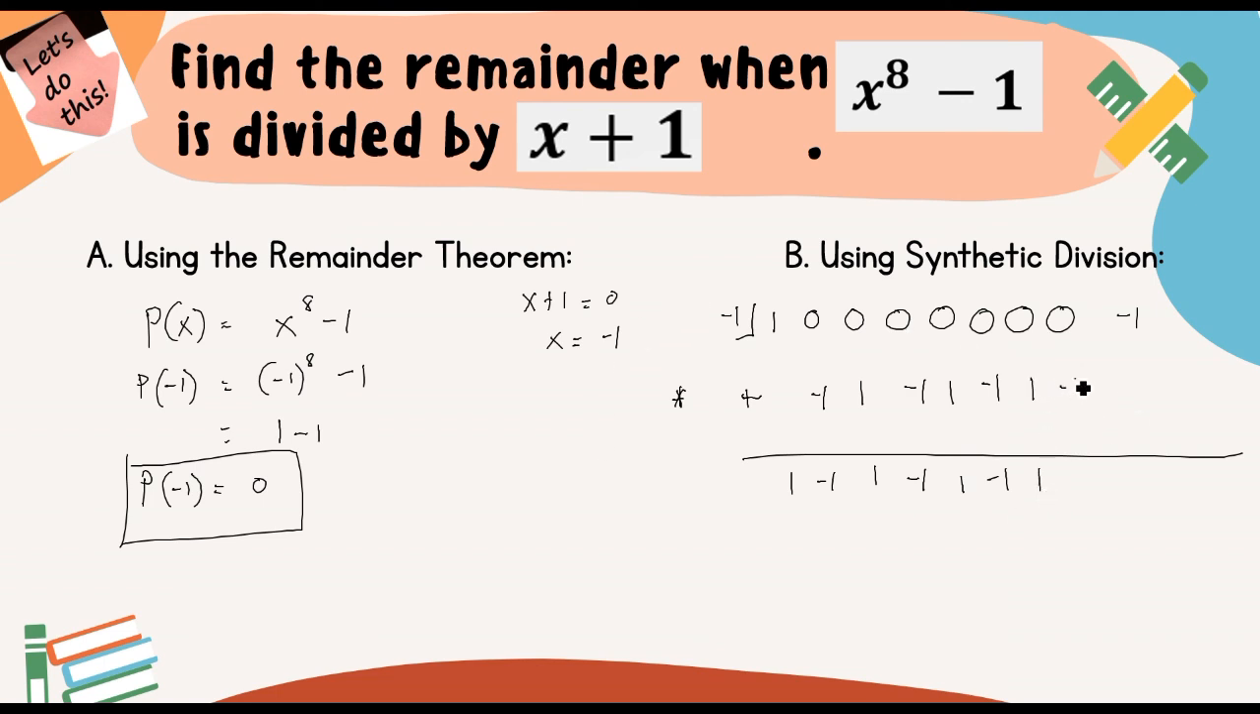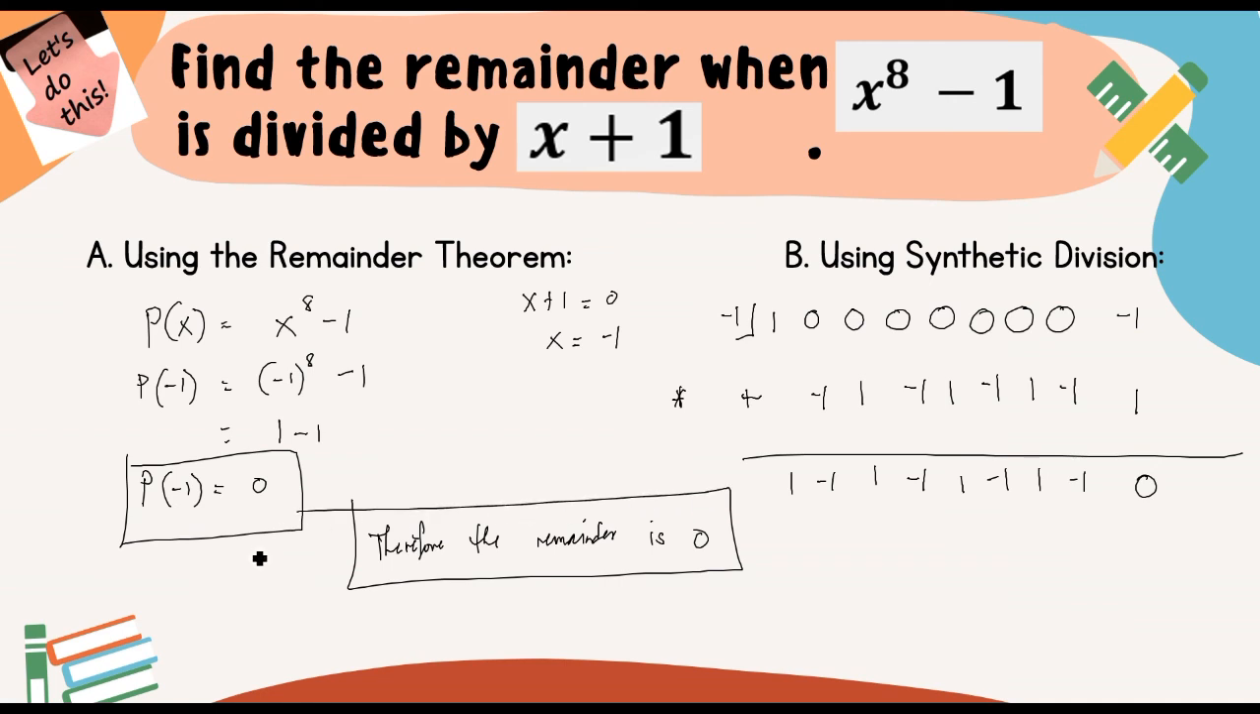1 times negative 1 is negative 1. 0 plus negative 1 is negative 1. Negative 1 times negative 1 ay positive 1. So, negative 1 plus positive 1 ay 0. So, mapapansin nyo, parehas na 0. Ang haba, no? Pero, nakuha natin na parehas po ang kanilang remainder. So, therefore, the remainder is 0. So, napakadali lamang po sagutan o hanapin ang remainder using the remainder theorem or using the synthetic division.